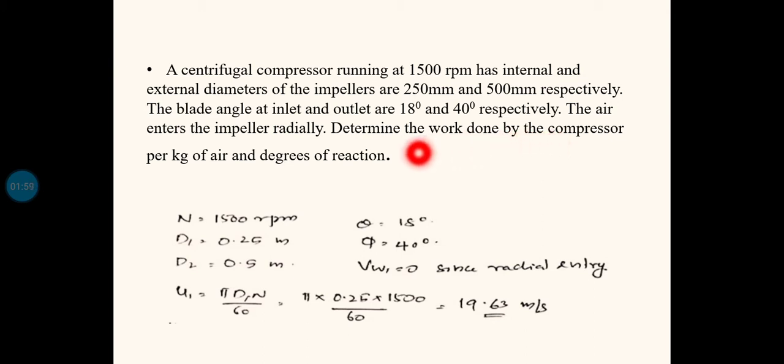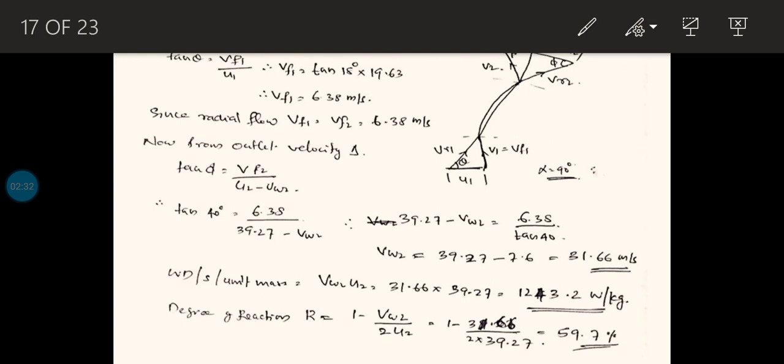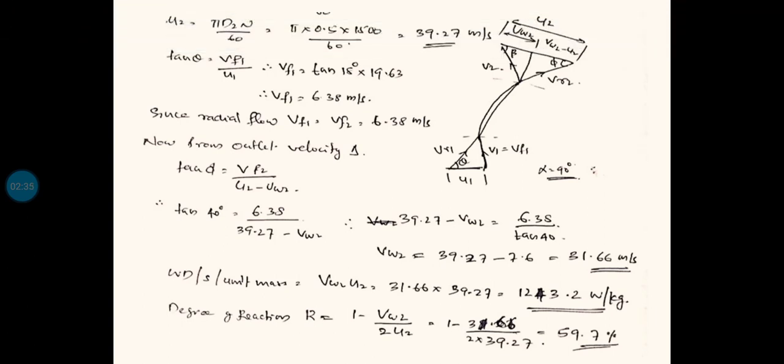In the general equation, if multiplied by mass, you will get work done per second; if divided by mass, you will get work done per kilogram. Anyway, while solving you will have a clear idea. N is equal to 1500 rpm, and since the entry is radial, VW1 equals 0. With diameter and N given, you can find the blade tip velocity U1 equal to pi D1 N by 60. Pi into 0.25 into 1500 by 60 is equal to 19.63 meter per second. Similarly, U2 equals pi D2 N by 60, and you get 39.27 meter per second.